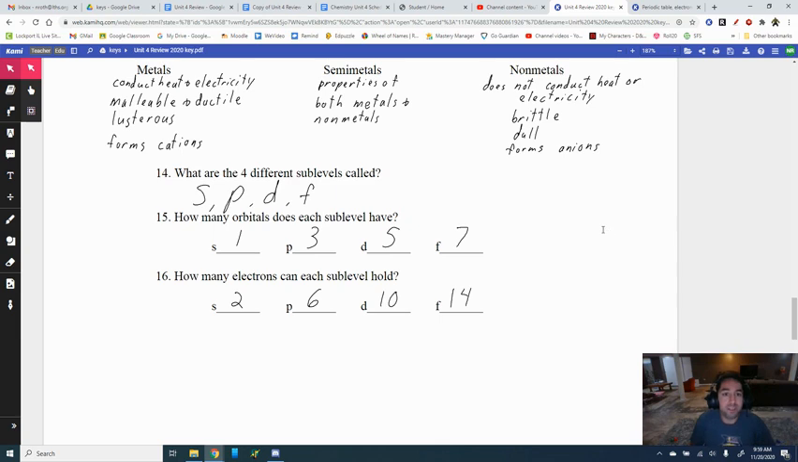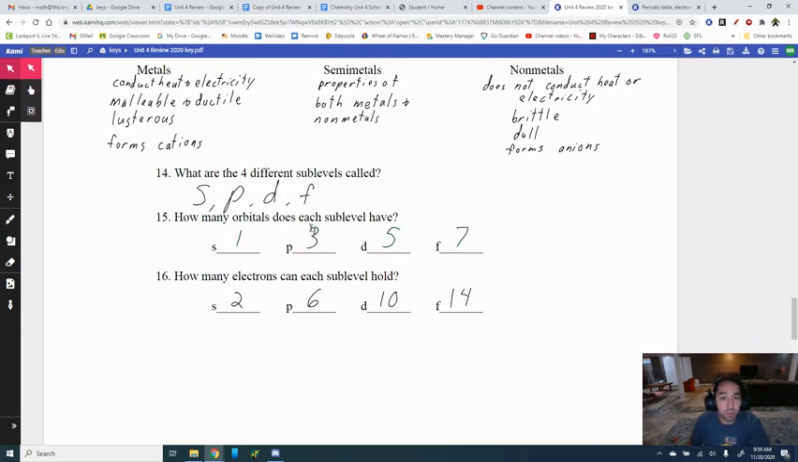All right, so for sublevels, we have 4 different sublevels. We have an S sublevel, a P sublevel, a D sublevel, and an F sublevel. Okay, so each one of these sublevels has a different amount of orbitals that it can hold. An S sublevel can hold 1 orbital, a P sublevel can hold 3, a D sublevel can hold 5, and an F sublevel can hold 7.